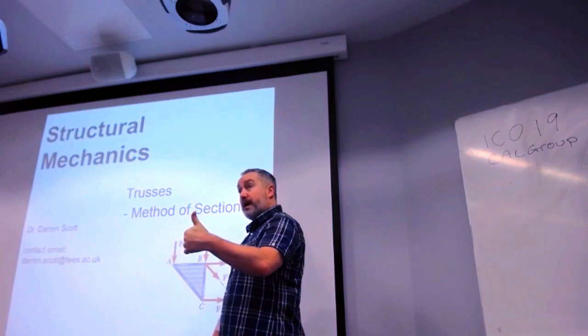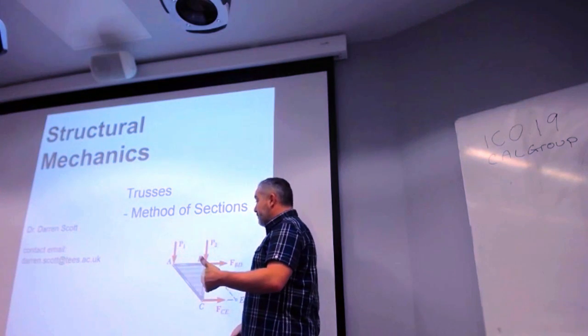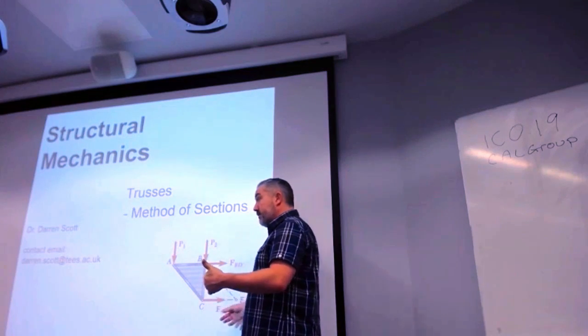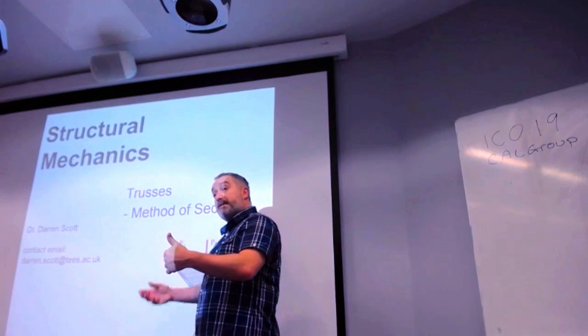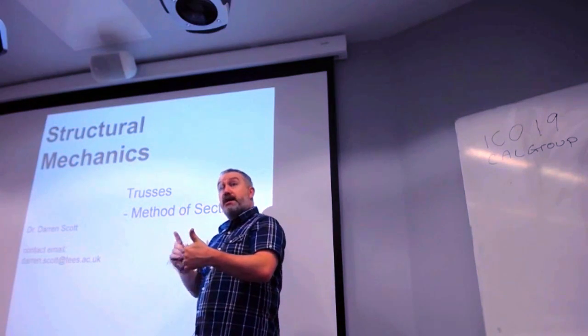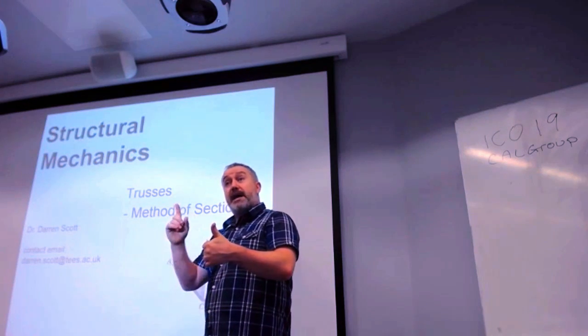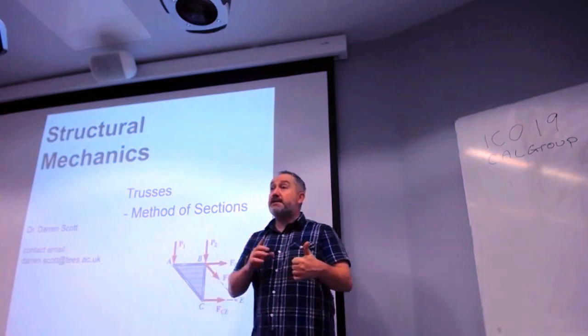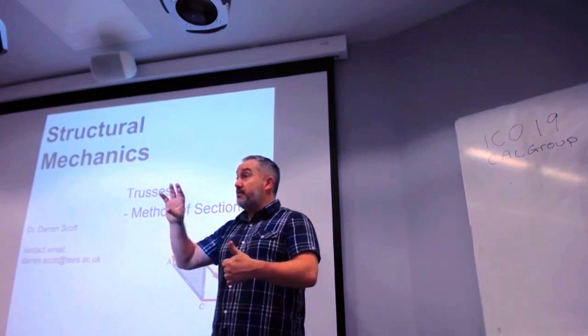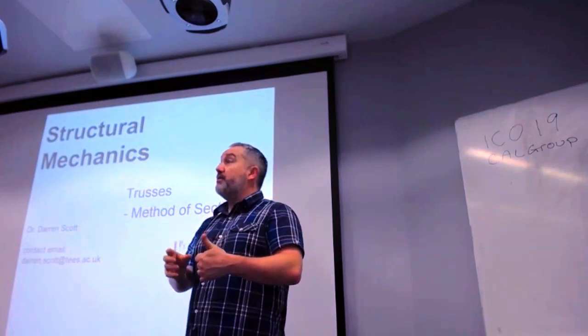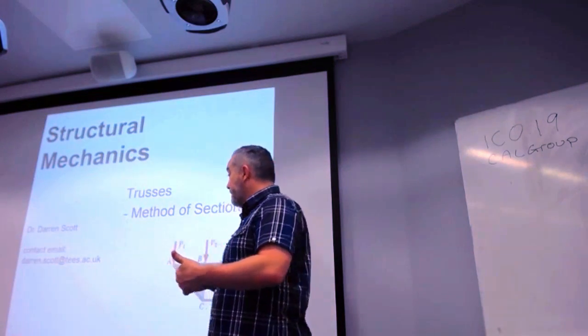Firstly, find out what the reactions are. So you'll be taking moments, usually around 2 of the reactions. You have to guess the direction of the reaction. If you get the direction incorrect, it means that your answer will be negative. So therefore you just know that you've got your arrow the wrong way around.